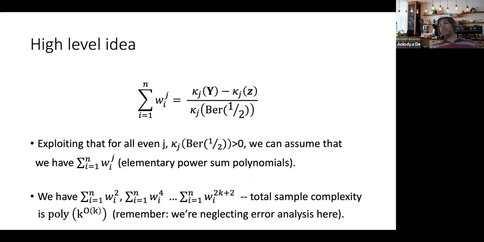And I can get all these very high fidelity estimates of these numbers with a number of samples which grows like k to the order k. Basically I only have to pay for j equals k plus 1. So I'm just going to pretend that I have these numbers exactly: the second power sum symmetric polynomial, the fourth power sum symmetric polynomial, all the way to the 2k plus 2 power sum symmetric polynomial in the wi's.